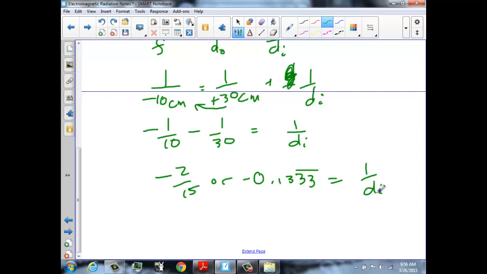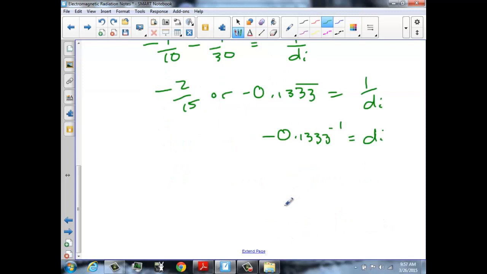How do you get di by itself then? Yeah, you reciprocate it. So then do the whole to the minus 1 thing. So go negative 0.133333 to the negative 1. And that'll find you what your di is. What'd you guys get? Negative 7.5, right? Negative 7.5 centimeters. Does that make sense? It's tricky because you've got to use the reciprocal button.